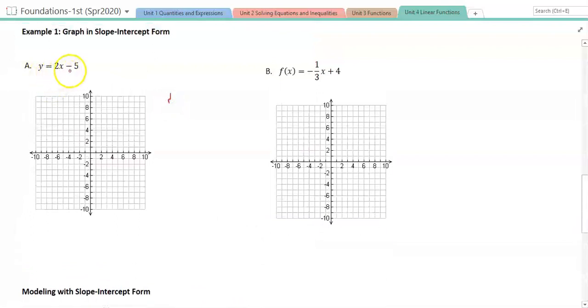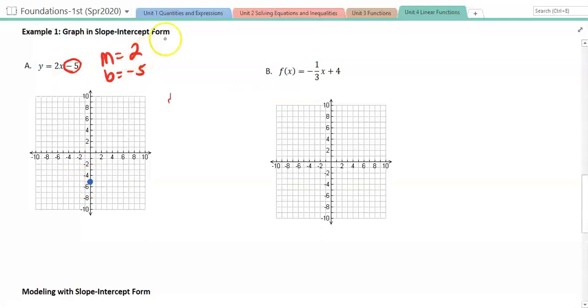We've got the equation y equals 2x minus 5. So ask yourself, what is the slope and what's the y-intercept? Well, the slope is 2. And the y-intercept, don't forget the sign here, the y-intercept would be the -5. And so I'm going to go to -5 on my y-axis because that's my y-intercept.